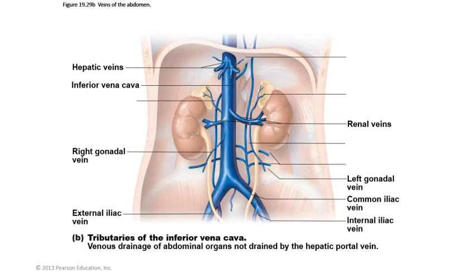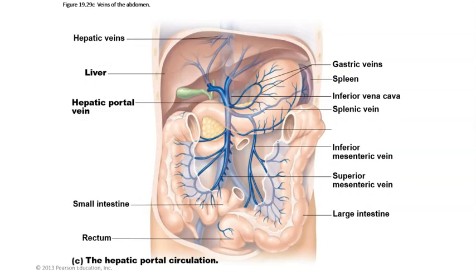So in this first abdominal diagram, we see the inferior vena cava, which receives blood from the hepatic veins, which are shown at the top, as well as the renal veins, which drain the blood from the right and the left kidneys. In the second abdominal diagram, we see the superior mesenteric vein, which drains blood from parts of both the large and the small intestine.